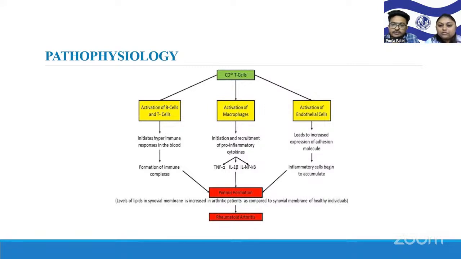For pathophysiology, inflammation causes the activation of immune cells like T cell and B cell, which leads to the release of pro-inflammatory cytokines like interleukin-1, interleukin-6, and TNF-alpha, which leads to synovitis and synoviocyte production, which causes protease production and osteoclast activity, which ultimately leads to cartilage and bone erosion with pannus formation, which causes the rheumatoid arthritis, sir.